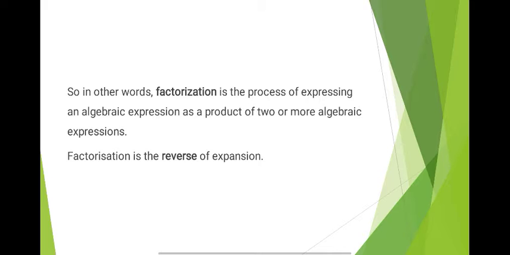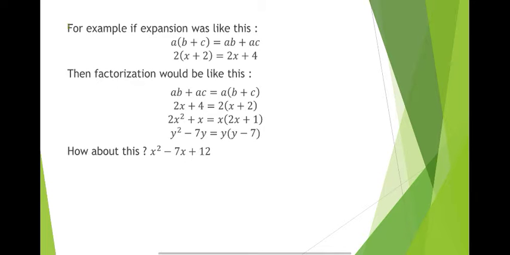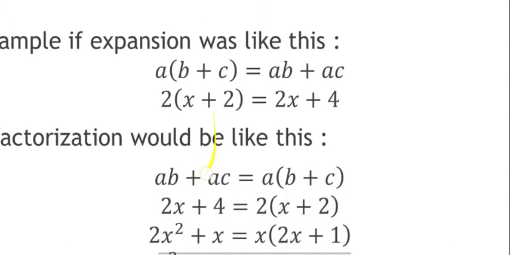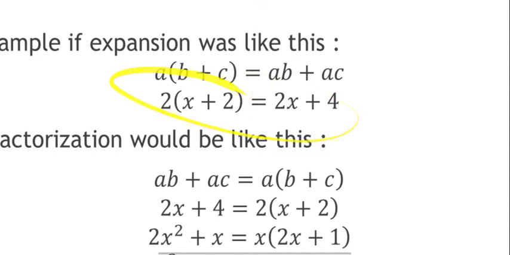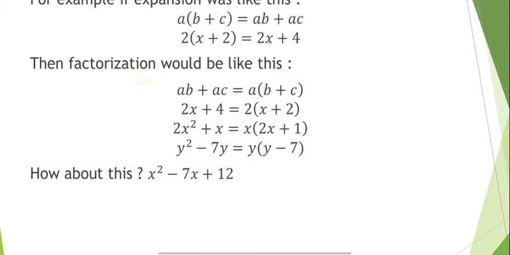Factorization is the process of expressing an algebraic expression as a product of two or more algebraic expressions. And of course, factorization is the reverse of expansion. We learned the expansion. This was the formula, this was the example. Now factorization is the reverse of the expansion, so I just reverse the formula to become this formula, and this example I just reverse it.